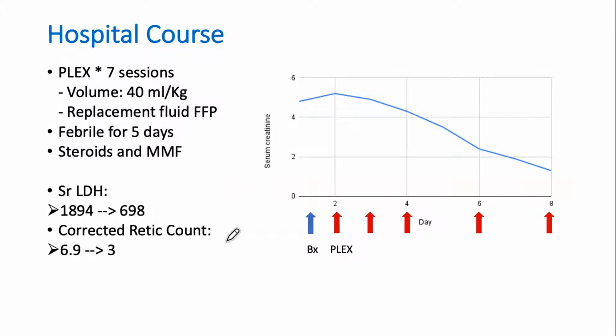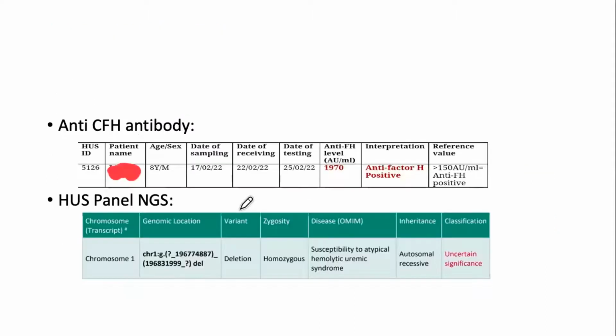His RFTs are normal and the proteinuria has disappeared. So the trigger in this patient is probably dengue. We also worked up the complement, and his anti-CFH antibody was strongly positive. Also, his HUS panel was positive for chromosome 1q, which is nothing but CFHR protein.